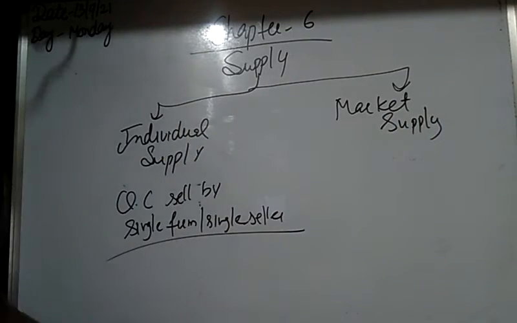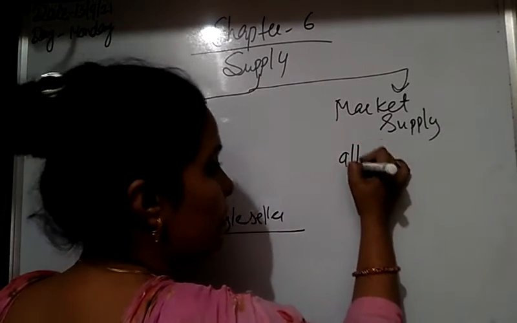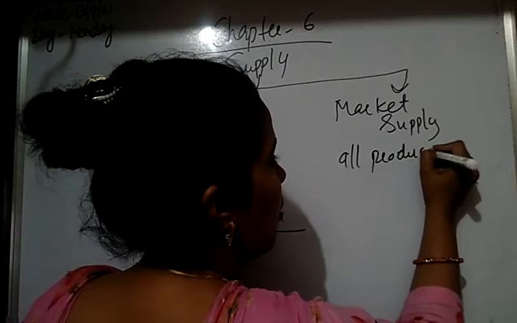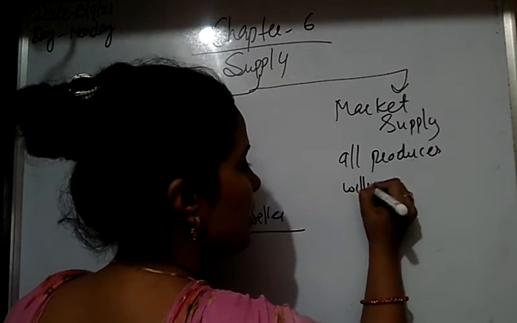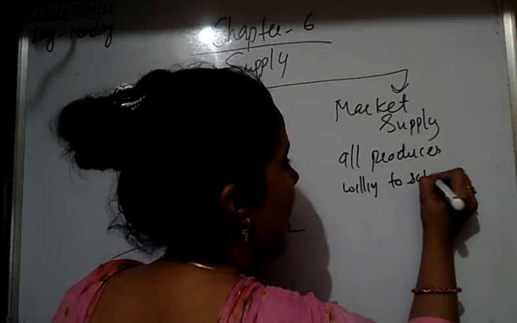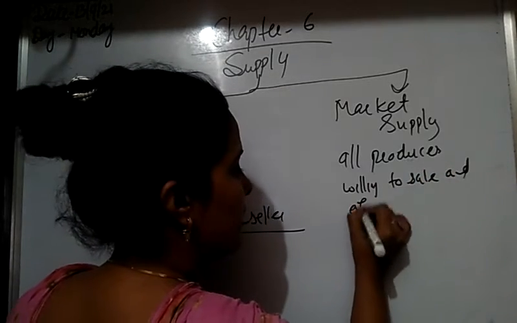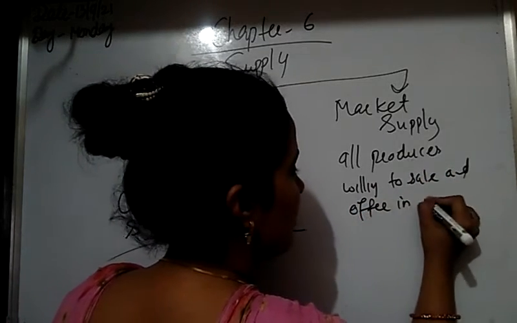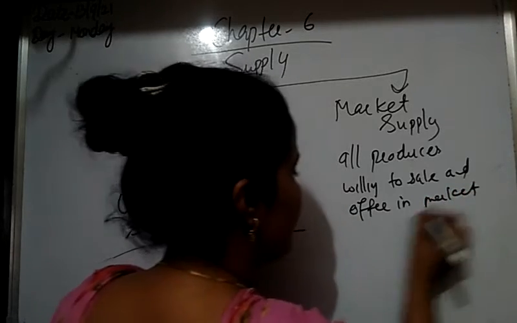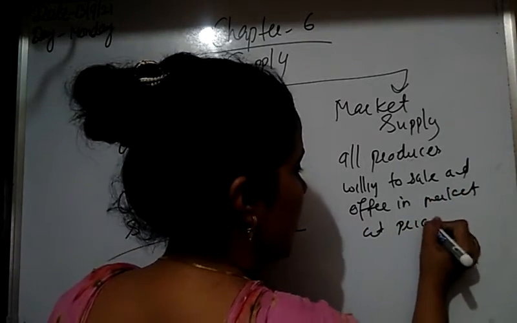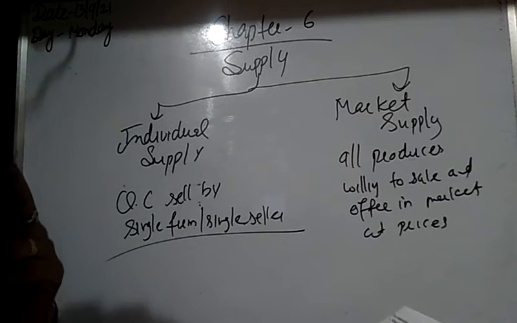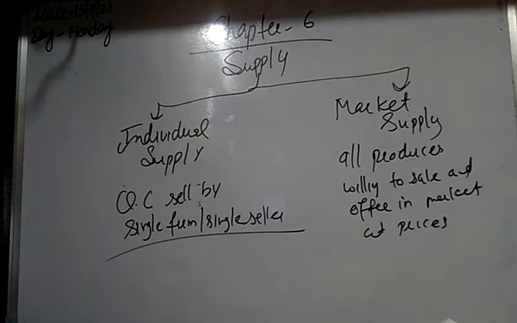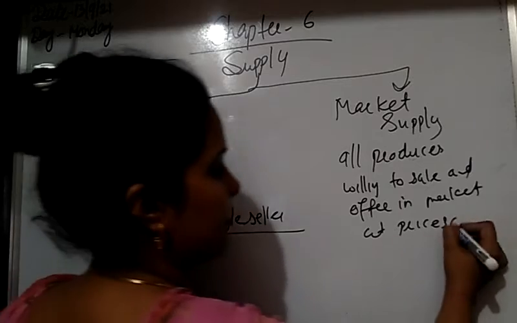Market supply, students, refers to the quantity of a commodity that all producers taken together are willing and able to offer for sale. In this, all producers are willing to sell and offer in the market at different prices, during a given period of time.